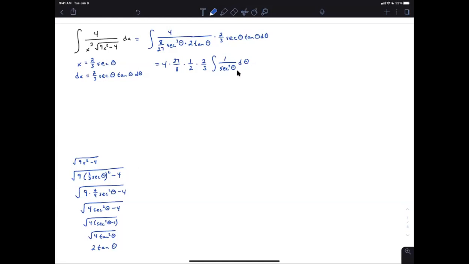Any ideas? Yeah, so we're going to make it cosine squared. So that's what we're saying in the chat. We're going to make that cosine squared theta d theta. And then I'm going to take a second to simplify these fractions. So what do we got?